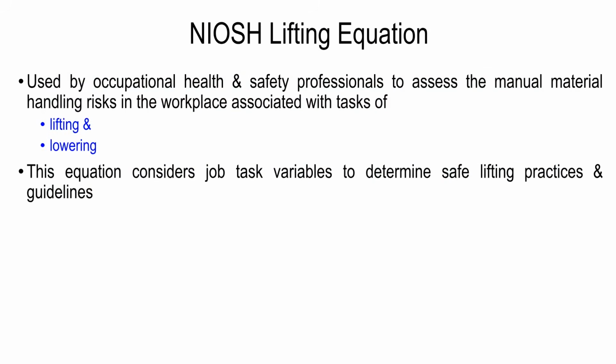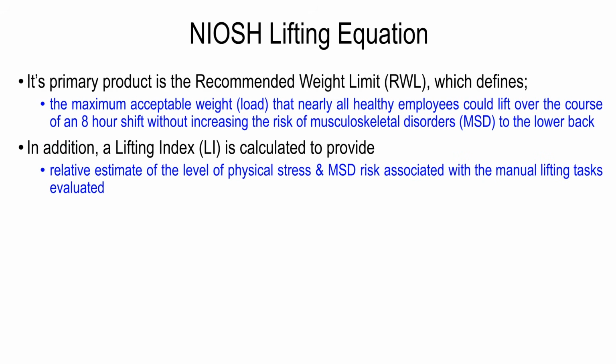The NIOSH lifting equation is used by health and safety professionals to assess material handling risks in the workplace, particularly for lifting and lowering tasks. This equation considers job task variables to determine safe lifting guidelines. The primary product of the NIOSH lifting equation is the recommended weight limit, or RWL. This defines the maximum acceptable weight that nearly all healthy employees can lift over an 8-hour shift without increasing the risk of lower back MSD. A lifting index, or LI, is also calculated to estimate physical stress and MSD risk.